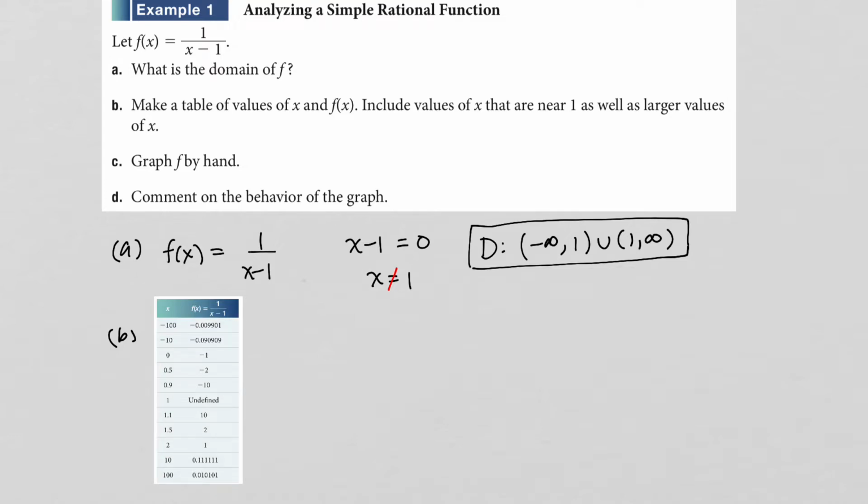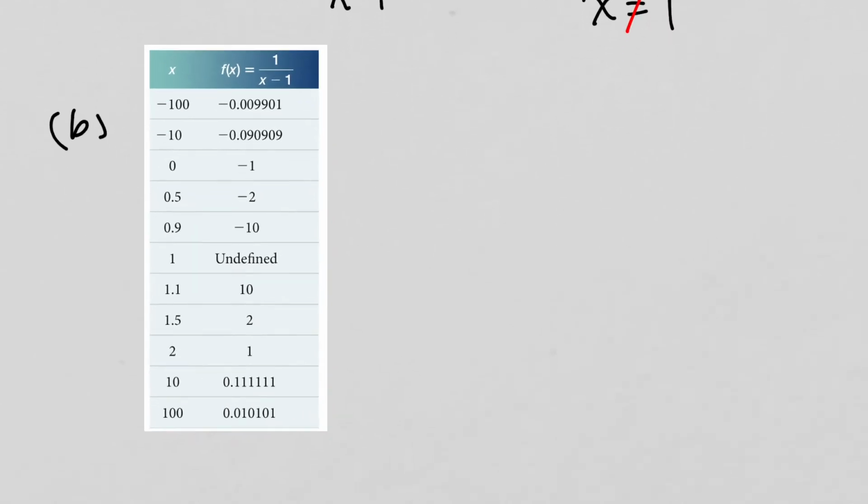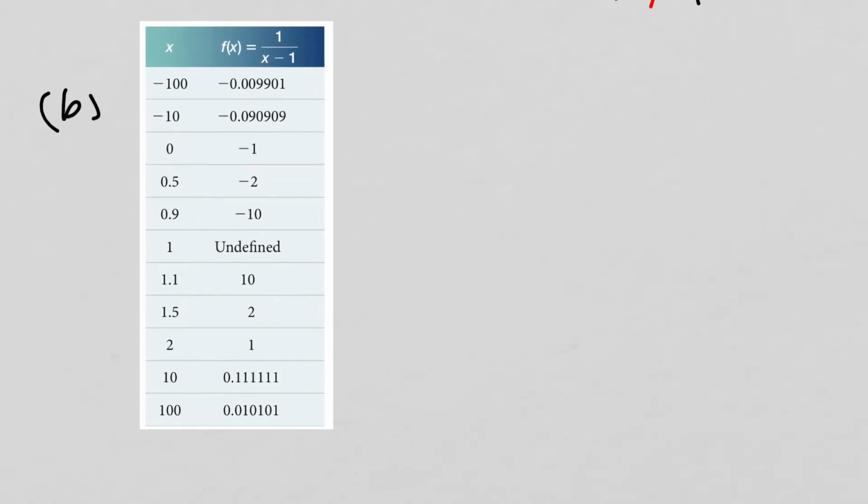And so here we have some tables of values. And if we zoom in a little bit on that, you can see that at x equals 1, the function is undefined. And then we have some values right around x equals 1. So a little bit to the left of 1 is the value 0.9. A little bit to the right of 1 is the value 1.1. And when you plug in those values, you get negative 10 and positive 10 respectively.